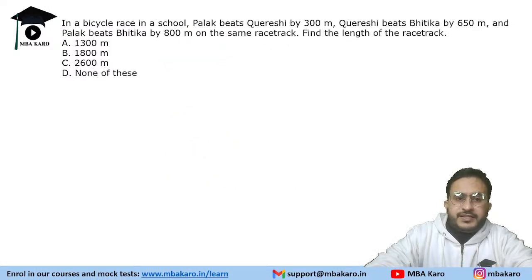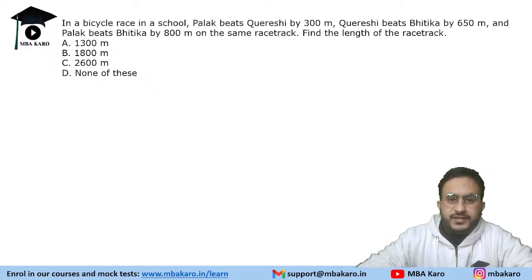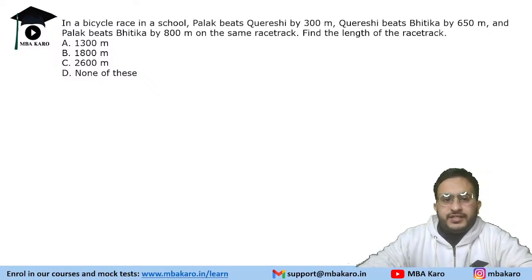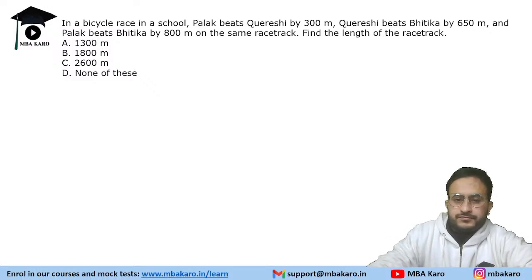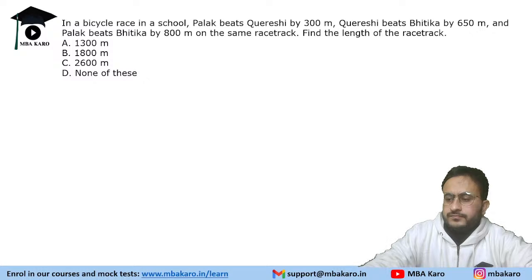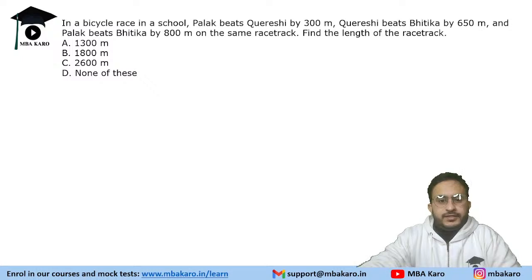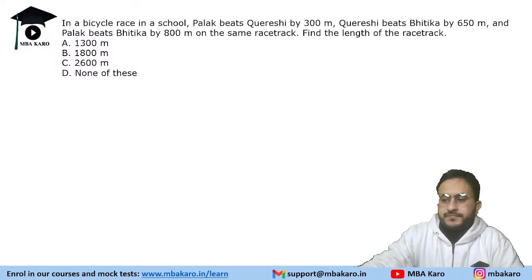In a bicycle race in a school, Palak beats Qureshi by 300 meters. Qureshi beats Bitika by 350 meters, and Palak beats Bitika by 650 meters on the same racetrack. Find the length of the racetrack. So three people are racing on a racetrack, and the beating distances are given to us.